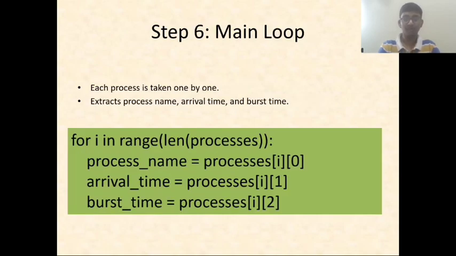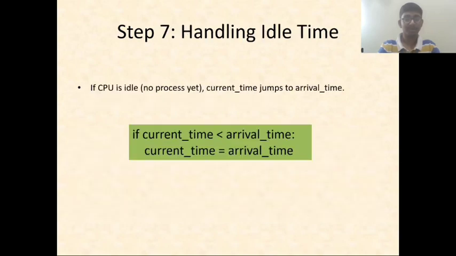Step 6 is main loop. Now we are entering into the main loop of the code. Here for that we are using for loop, and we are using for i in range(len(processes)). Here, len represents length of processes. Process name equals process[i][0]. That means that each process is taken one by one, and it extracts process name, arrival time, and burst time.